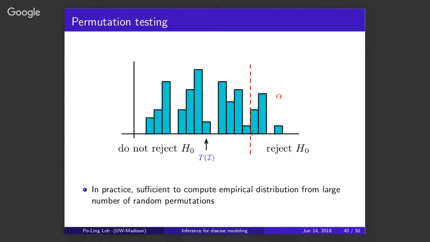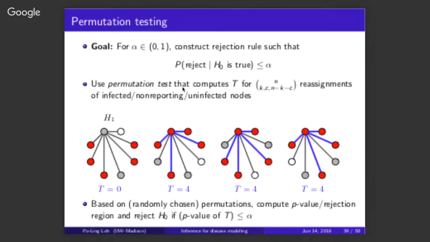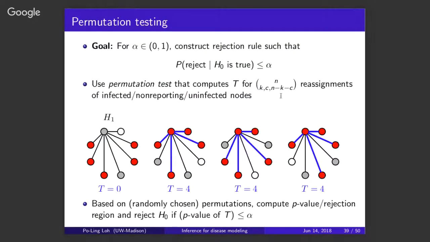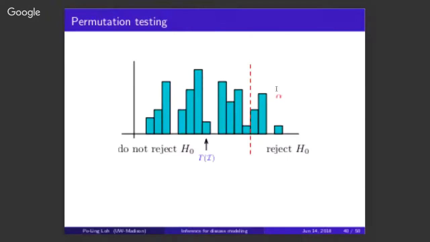Also, for permutation testing, not too surprisingly, if I wanted to compute an empirical distribution based on all possible reassignments of nodes, I probably only need to do it for some very large number of permutations. So it's not actually necessary to look at all possible n choose k, c, n minus k minus c reassignments.